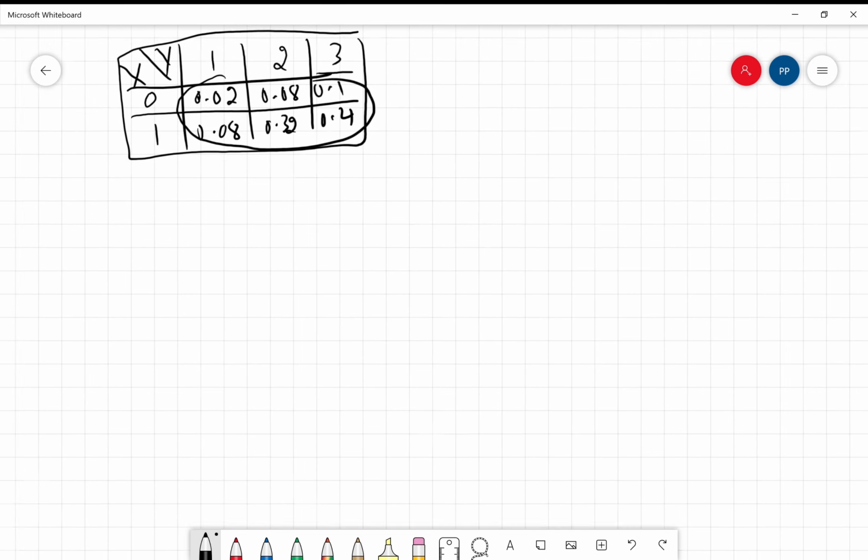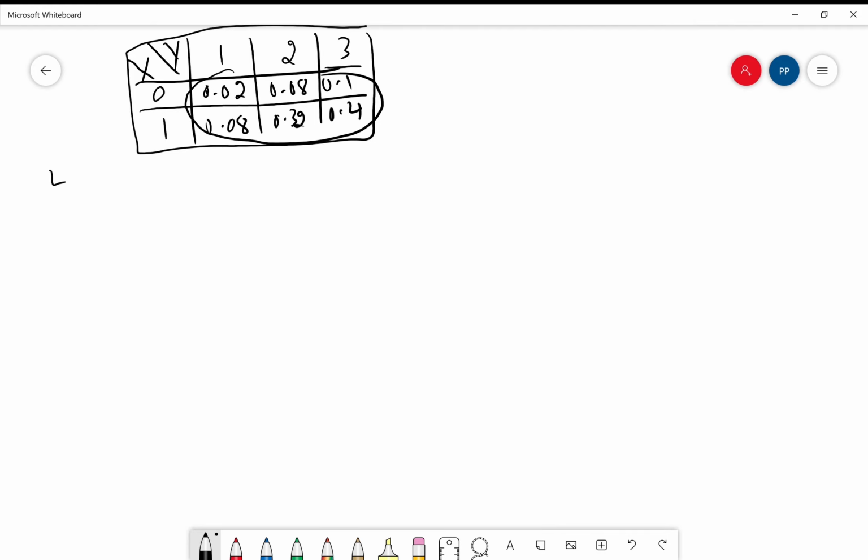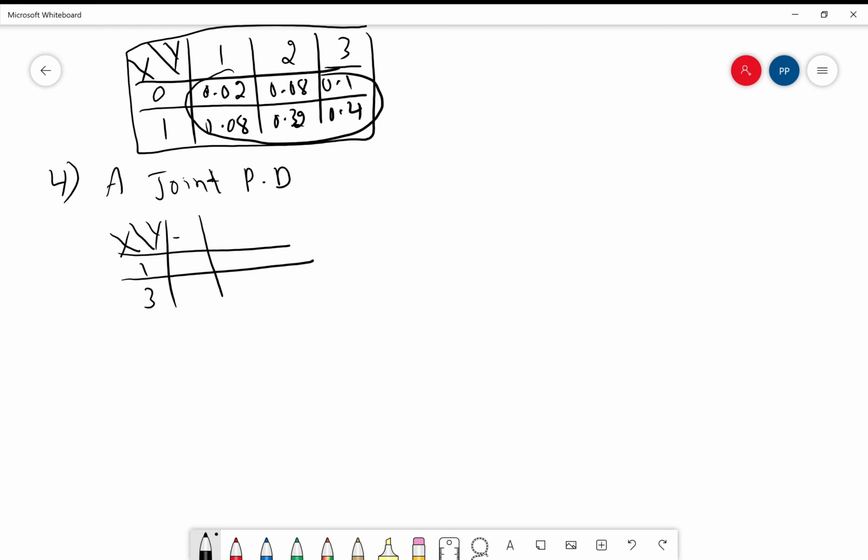Now, in the next problem, and that is the last problem in this topic, we are finding the covariance and the correlation coefficient. A joint probability distribution of the variables x and y is given by this table. Values of x are 1 and 3. Values of y are -3, 2 and 4.